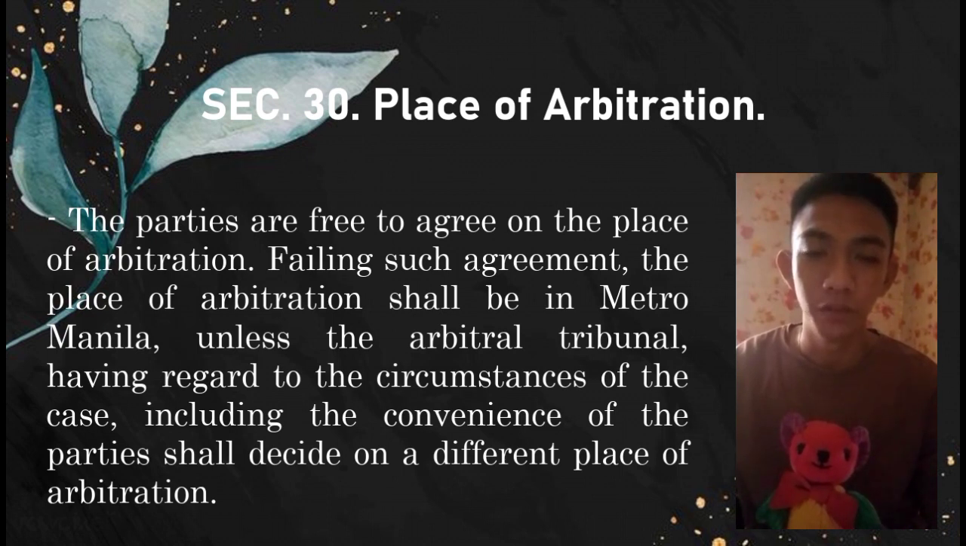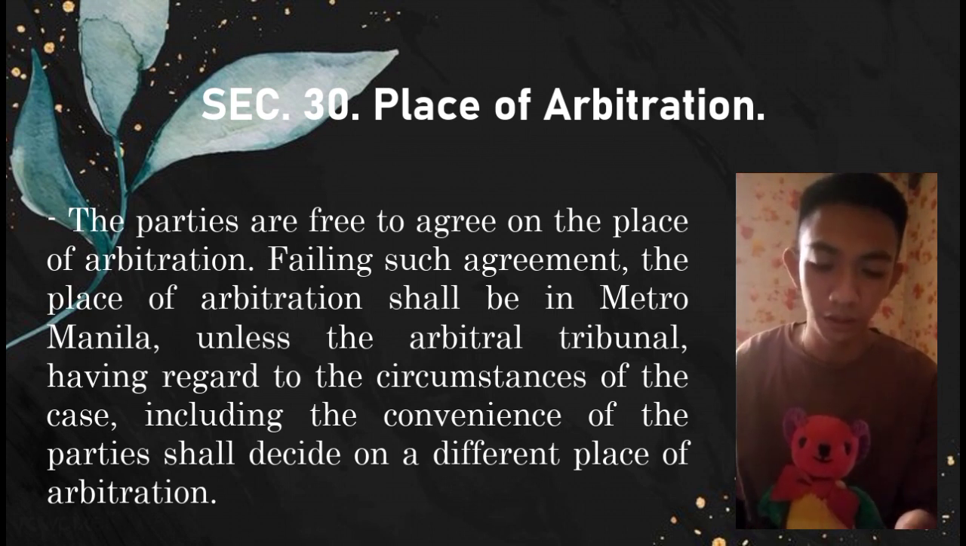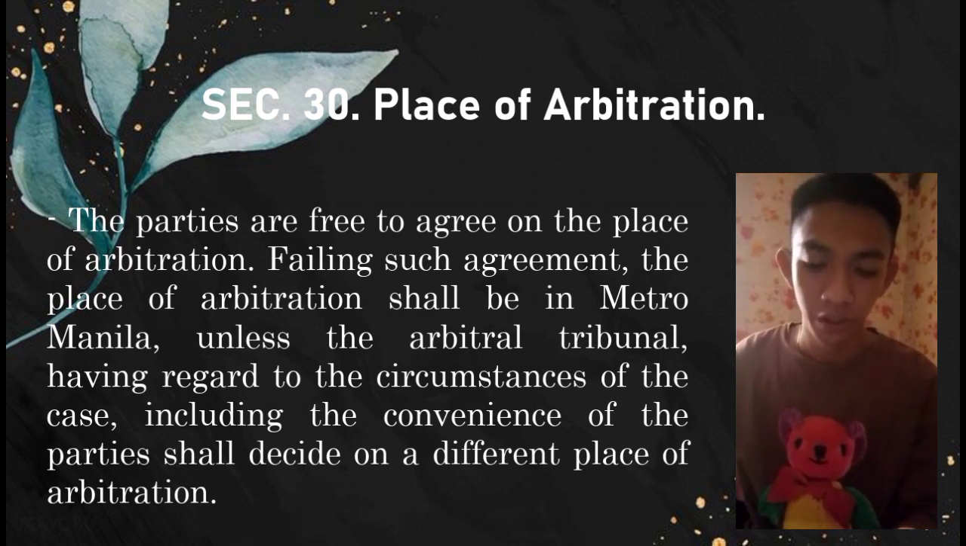Section 30, Place of Arbitration. Section 30 allows parties in arbitration to choose the location for proceedings. If they don't agree, it defaults to Metro Manila unless the arbitral tribunal decides otherwise based on the case circumstances and the parties' convenience. The tribunal can also meet in any suitable location for discussion, hearing, or inspection unless there is a different agreement by the parties.